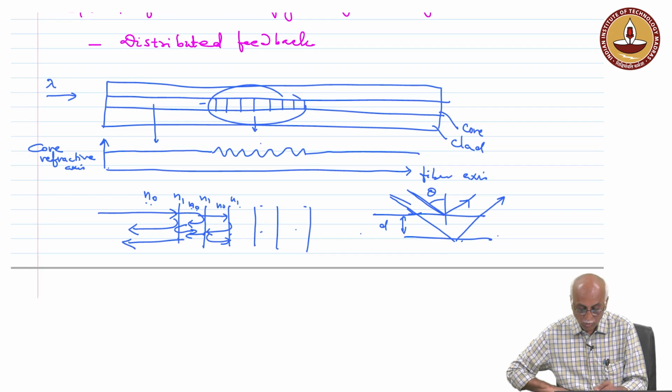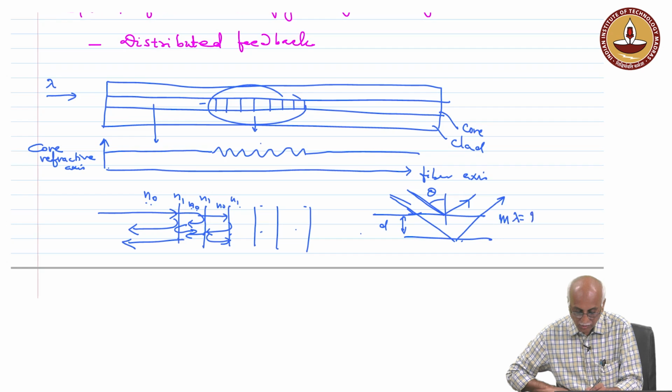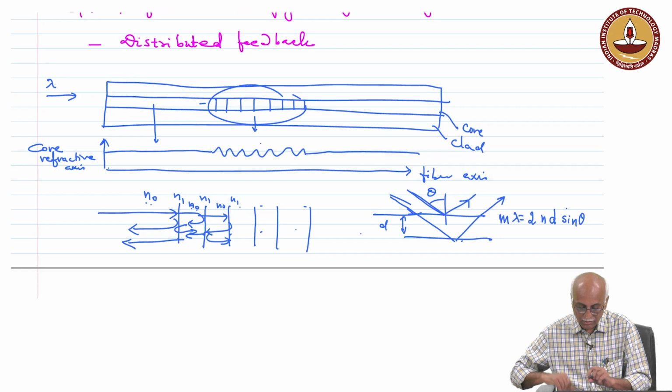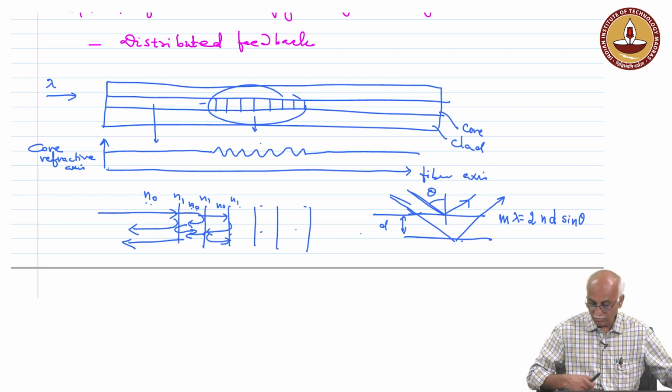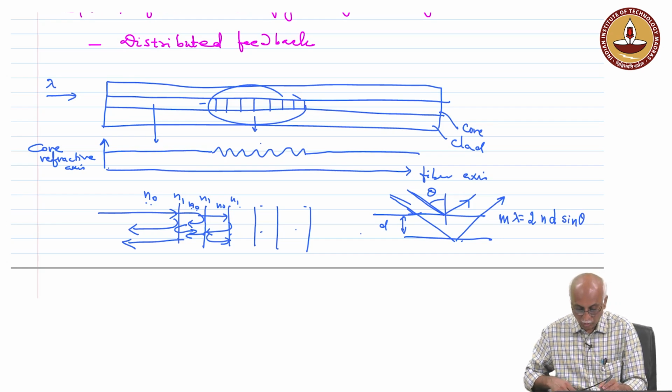If you can recall Bragg's equation for X-rays, which you would have derived for crystalline characteristics, let us try to derive this. So, m lambda is equal to 2 n d sin theta. What it means: m is the order, 0th order, first order, second order, and so on; it can go to the next multiples.